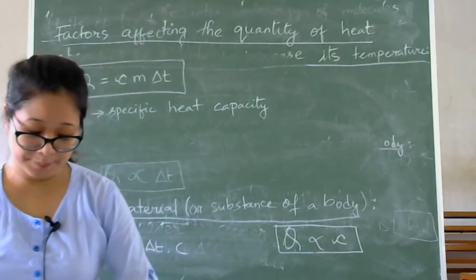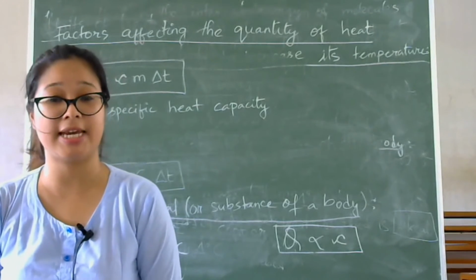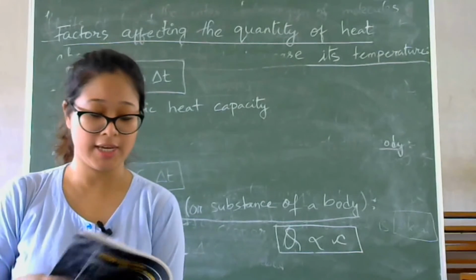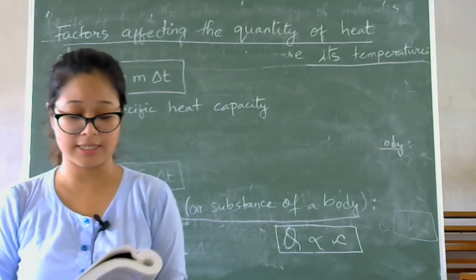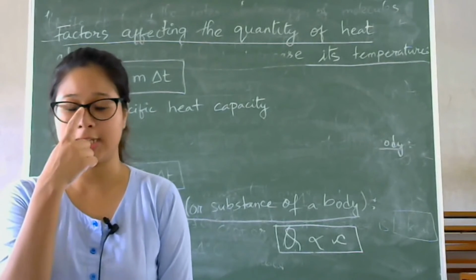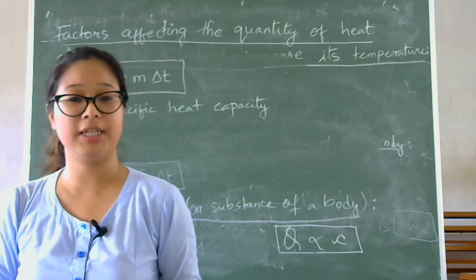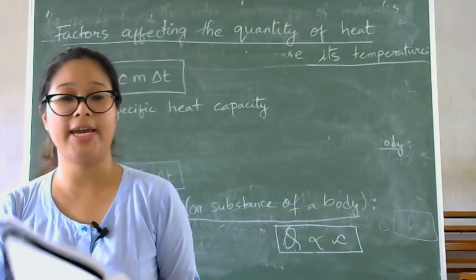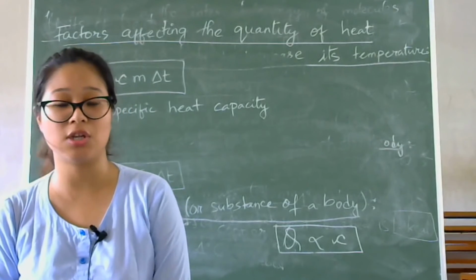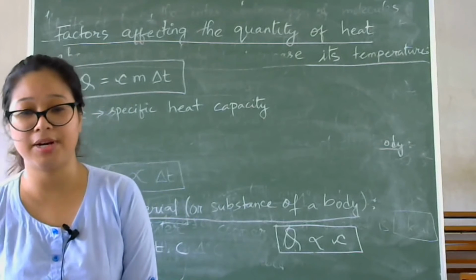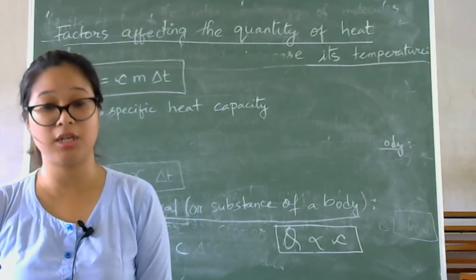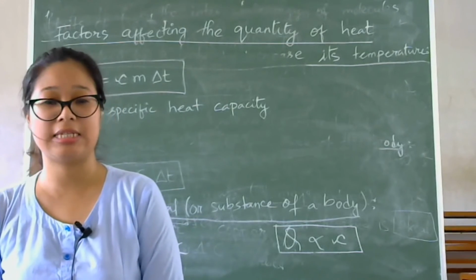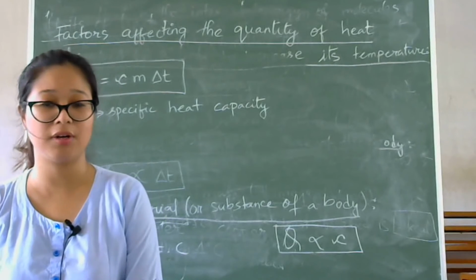Now, let us see the differences between heat and temperature. You can follow me in your book, page number 263. The first difference is that heat is a form of internal energy. It is obtained due to the random motion and attractive forces between the molecules of a body. And temperature is the quantity which determines the direction of flow of heat, and it also tells us the degree of hotness or coldness of a body.